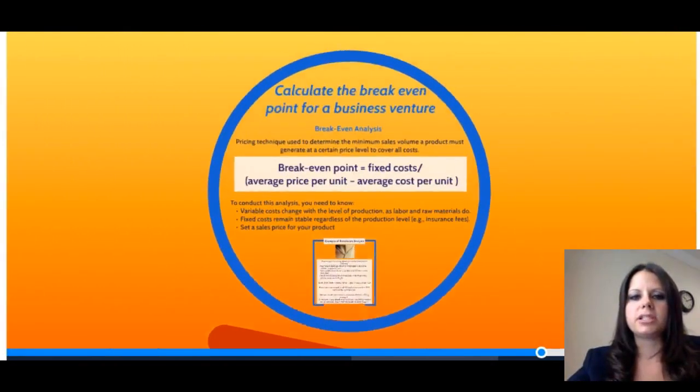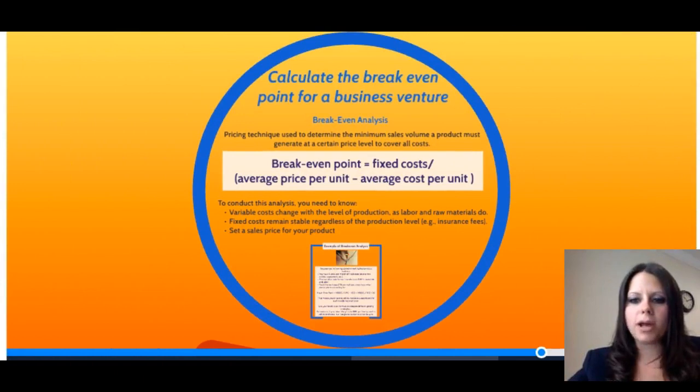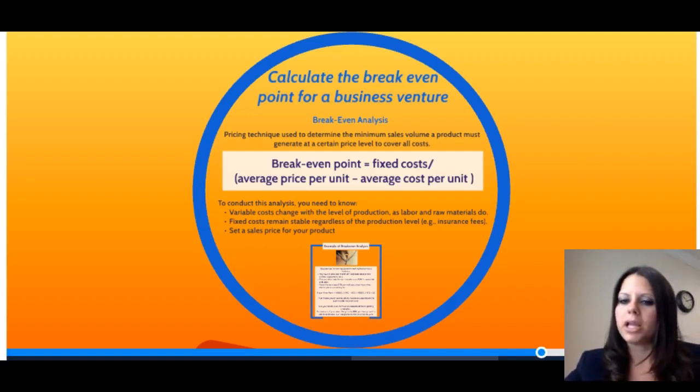Some other strategies businesses use. Okay, this is a big one, and this is something that will also be helpful in our financial analysis and statements overview we'll be doing later on in the course. So this is what's known as a break-even analysis. This is a pricing technique used to determine the minimum sales volume a product must generate at a certain price level to cover all those costs. So we can help figure out if we have a product at a certain cost point and we sell it at a certain price, how many of those we need to sell in order to make sure we're not losing money, which is a really valuable tool.